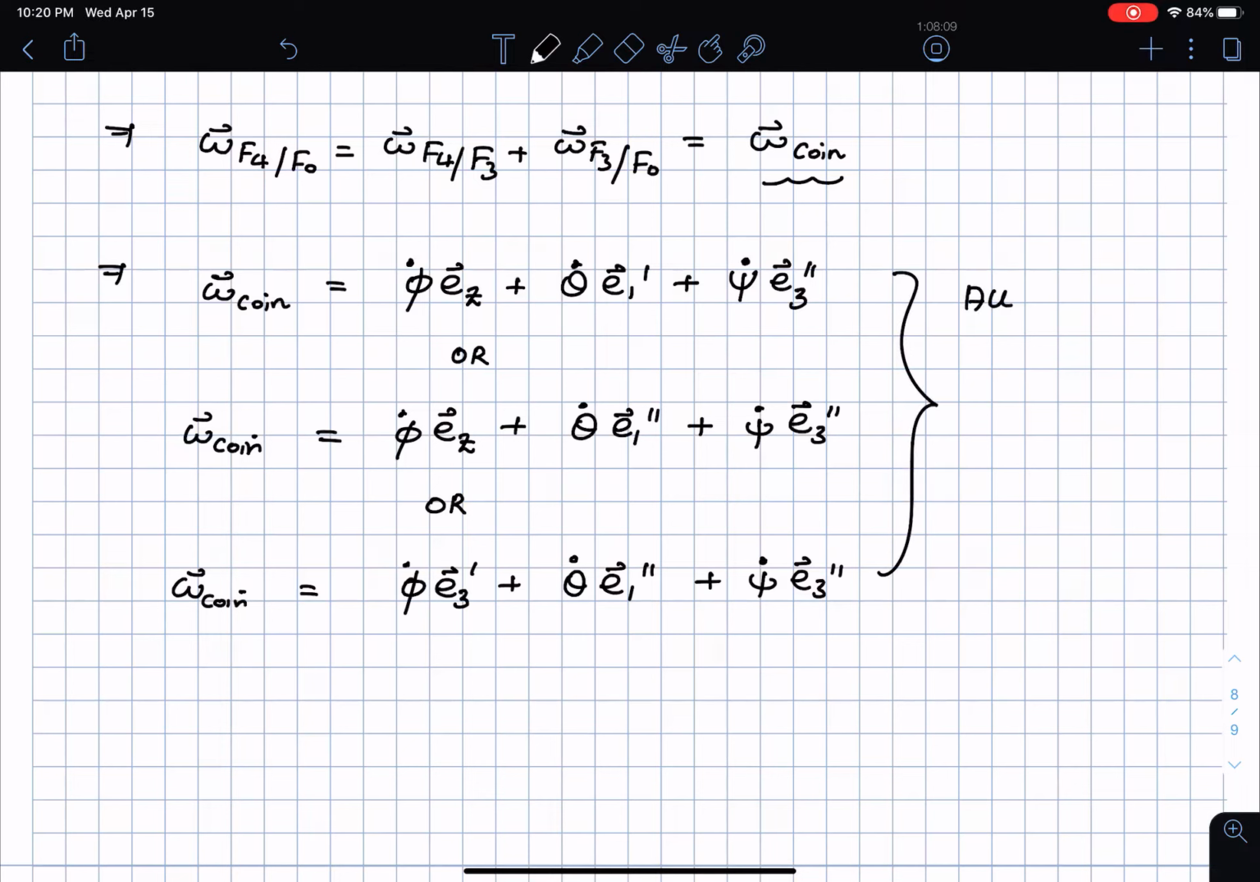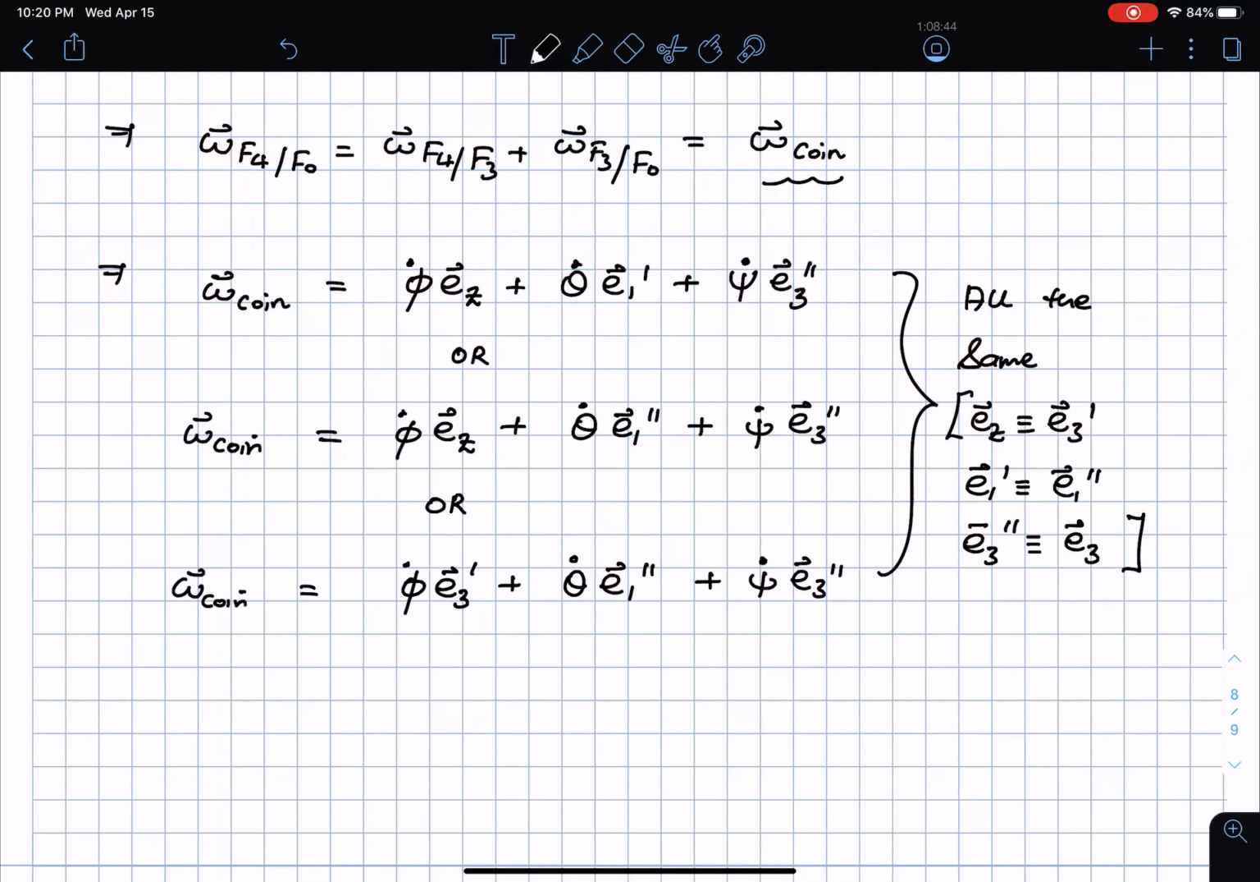Okay, all the same, and this is mostly because E2 is the same as E3 prime, E1 prime is the same as E1 double prime, and then E3 double prime is the same as E3. Okay, all right, and there are a couple of important points that I want to make here. Then we will proceed a little further, and then we will call it a day. We'll come back and wrap this up in the next lecture.